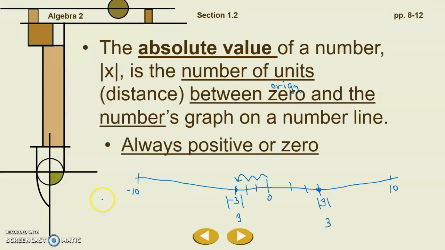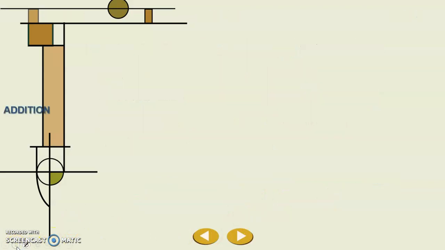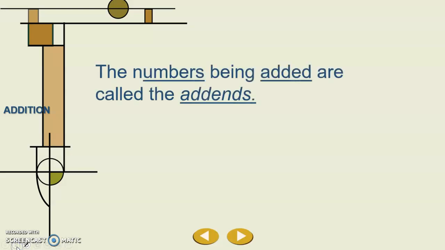Absolute value is always positive because when we measure distance, it is positive. So the absolute value of -10, how many units away from 0 is it? 10. So the absolute value of a number is always positive, or it can be 0. The absolute value of 0 is 0. It's 0 units away from itself. So add that to your definitions as well.